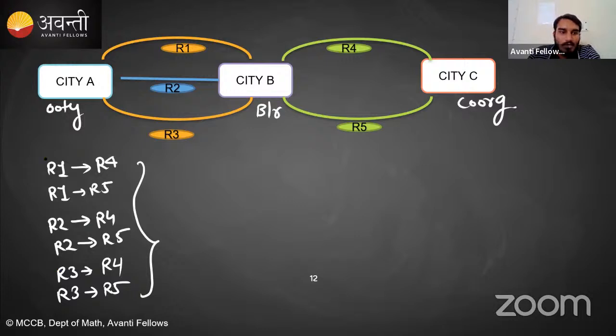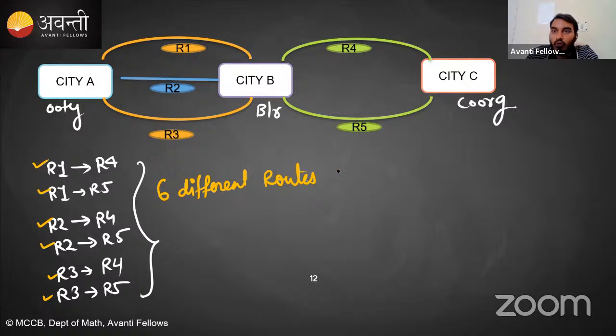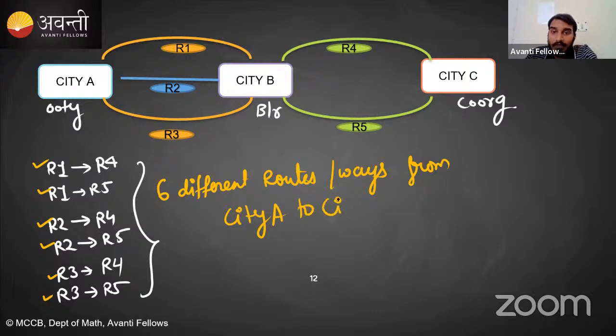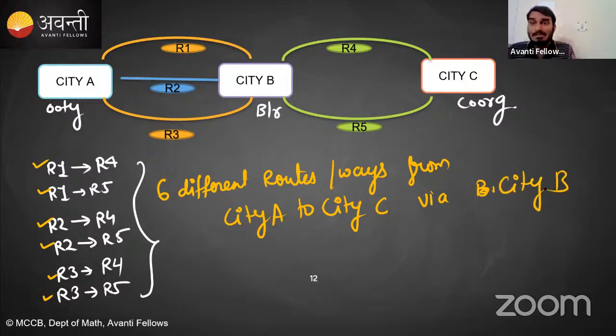This is one different route. This is again a different route. This is again a different route. This is also different. This is also different. So how many are possible? 1, 2, 3, 4, 5, 6. So there are 6 different routes, or you can say ways, from city A to city C via city B. Is this clear?